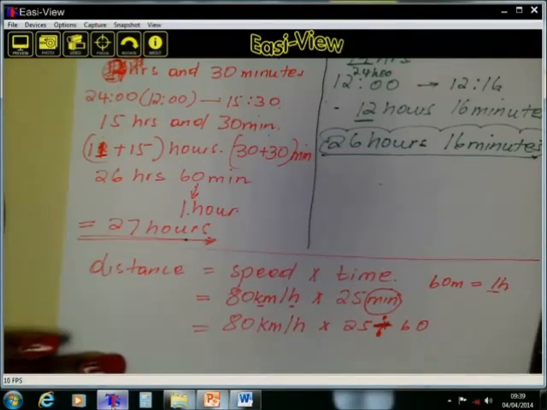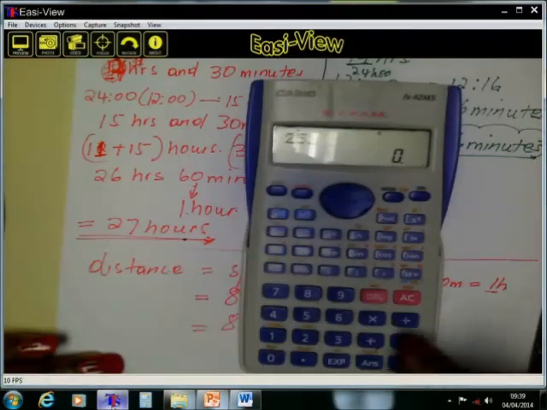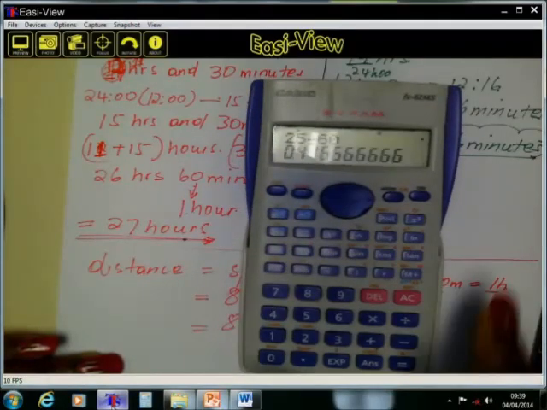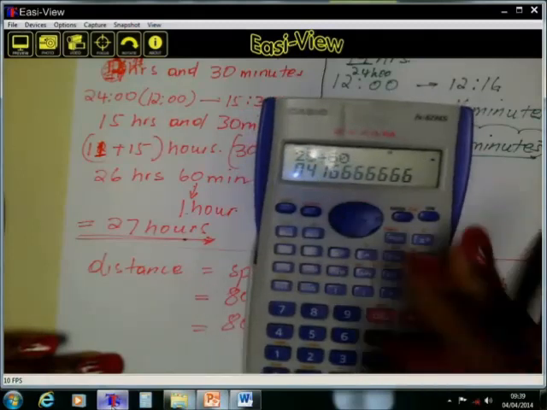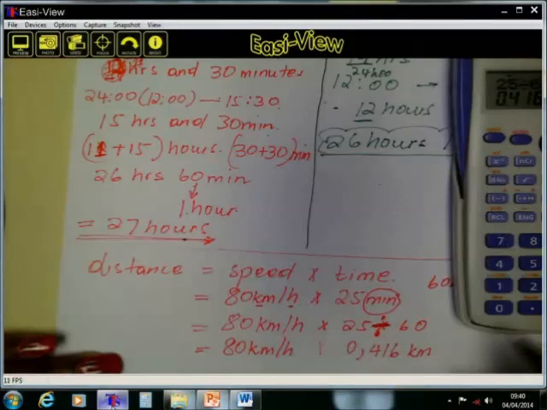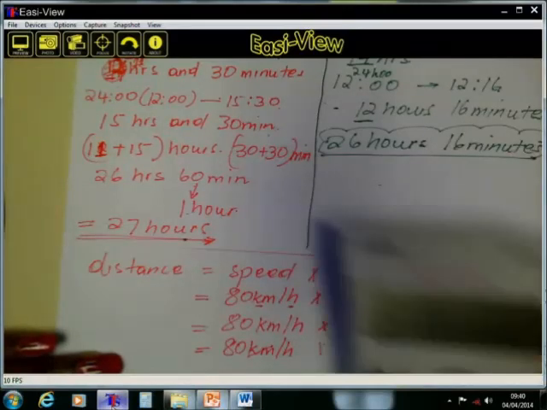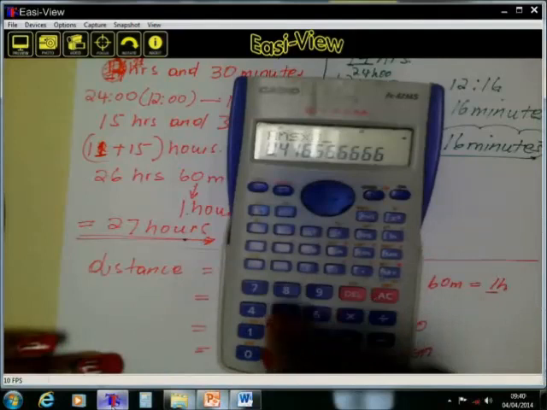So this will be 25 divided by 60, which will give us 0.416. Let us write it as it is, 0.416 hours. We still have our 80 kilometers per hour here. So this hour will cancel that hour, and then we multiply what we have, 0.416 multiplied by 80.